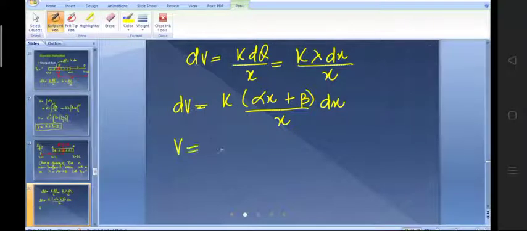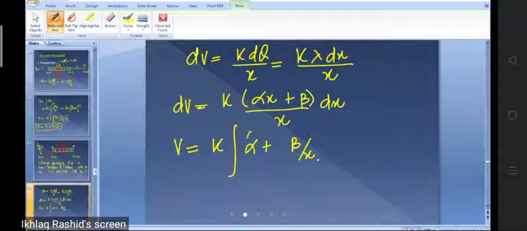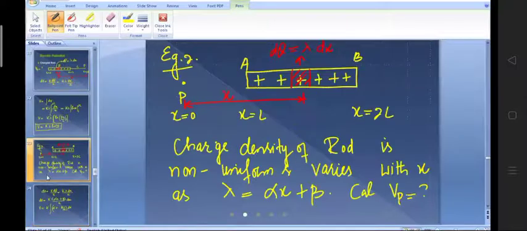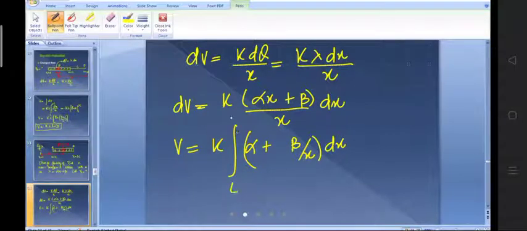So v will be equal to k multiplied by the integration of x divided by x, which is equal to 1, so alpha plus beta by x, with respect to x. And the limits of integration will obviously be from x equal to L to x equal to 2L. Here x is the distance between the point of interest and the point A, which is x equal to L, and the distance of point of interest P from the point B will be 2L. So the limits of integration will obviously be from L to 2L.